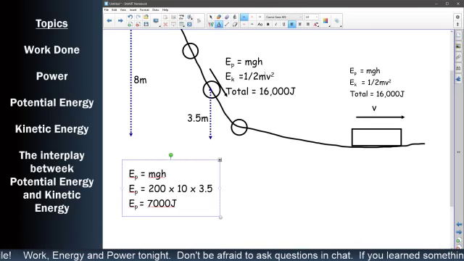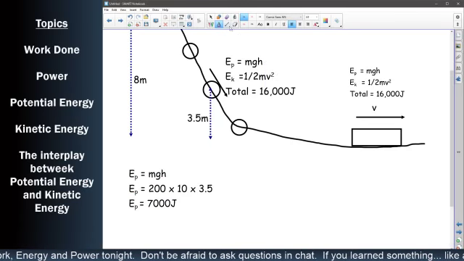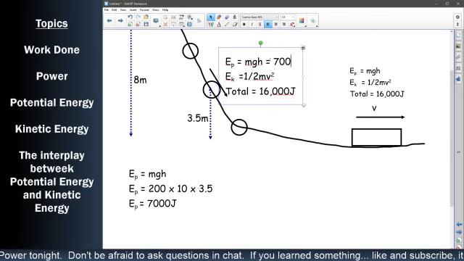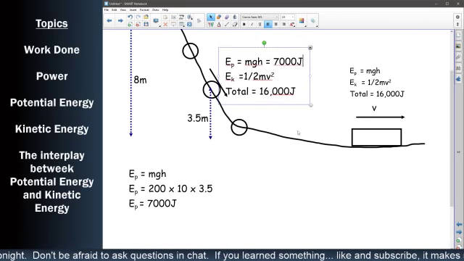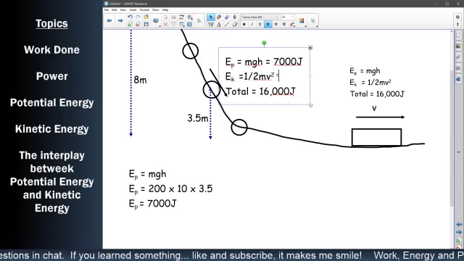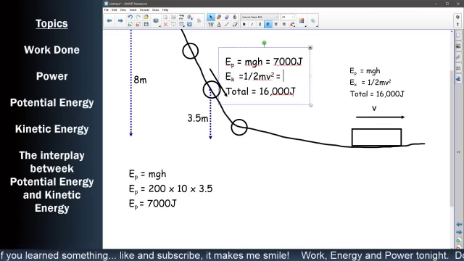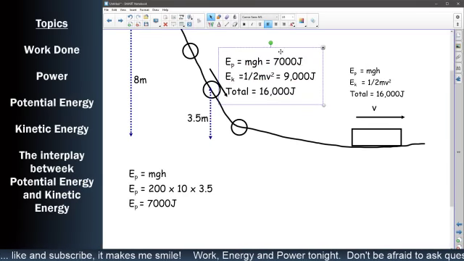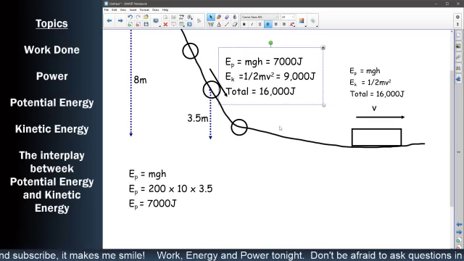Okay, so let's pop that information in here. Our potential energy is equal to 7,000 joules. All right. Well, now we can see by a little bit of subtraction that if the total is 16,000 and 7,000 of it is potential energy, then by logic we are going to have a kinetic energy that is the difference between those two things. This is going to be 9,000 joules of kinetic energy. Because 7,000 plus 9,000 gives me the 16,000.